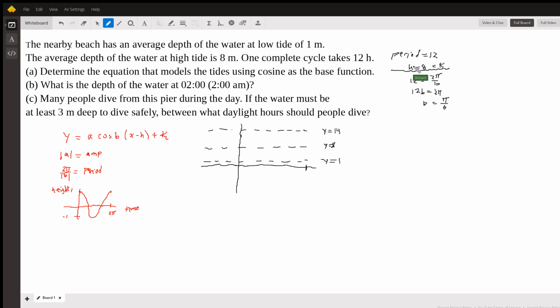This h is height. I'm sorry if that's confusing you. This was height, not the horizontal shift. H is the horizontal shift. K is the vertical shift. I'm pretty sure we don't have a horizontal shift, and so therefore I can break this up because our curve is going to start at midnight. So here we go.